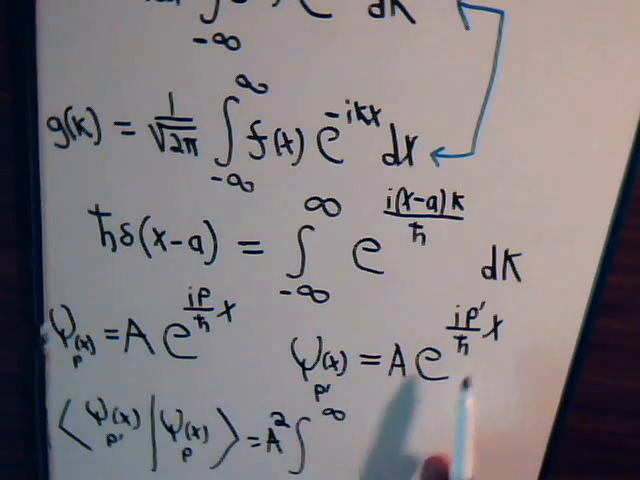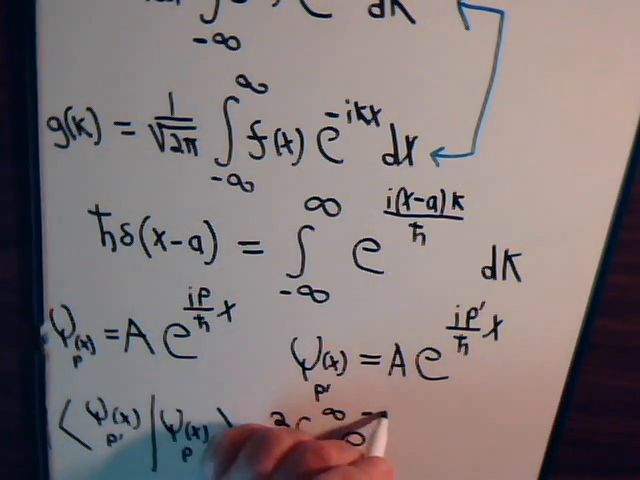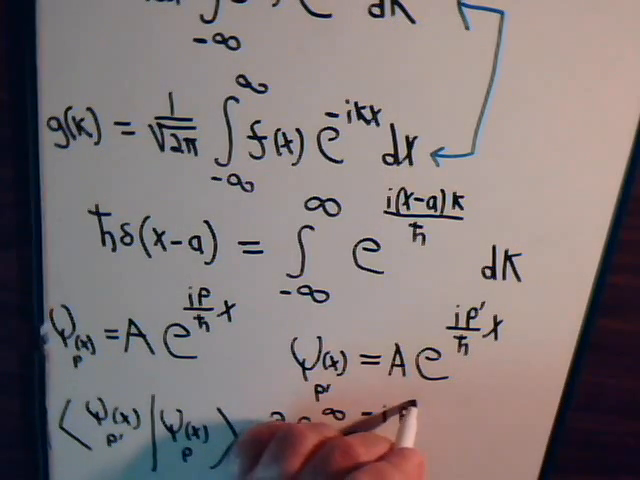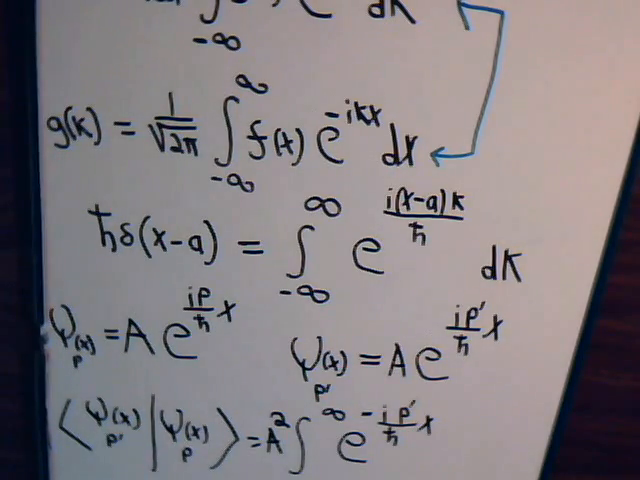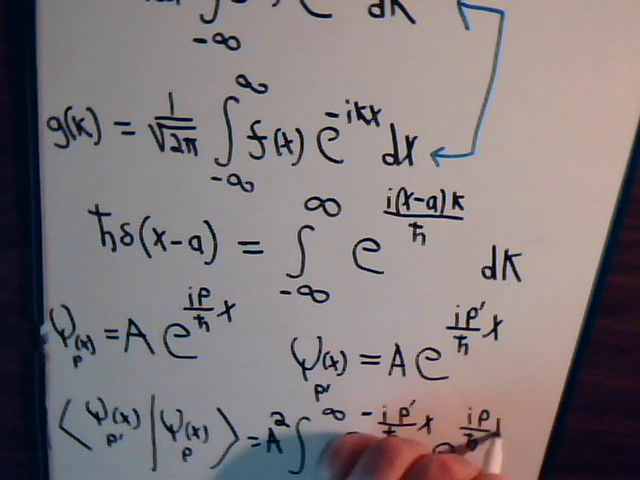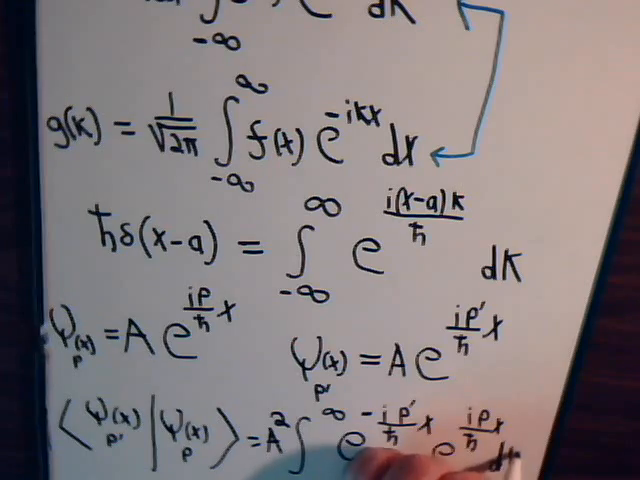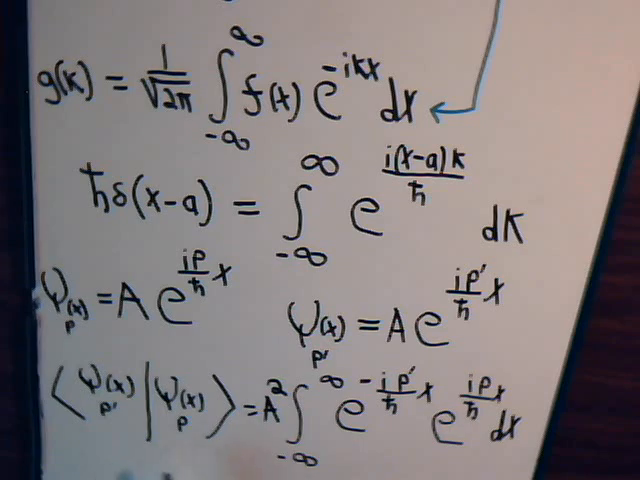And then we're going to have the complex conjugate of this. So we have e to the minus i p prime x over h bar, times this, e to the i p x over h bar, dx. So this is what the inner product is then of two eigenfunctions of the momentum operator.